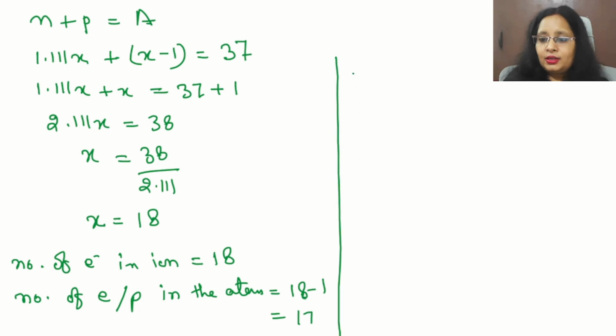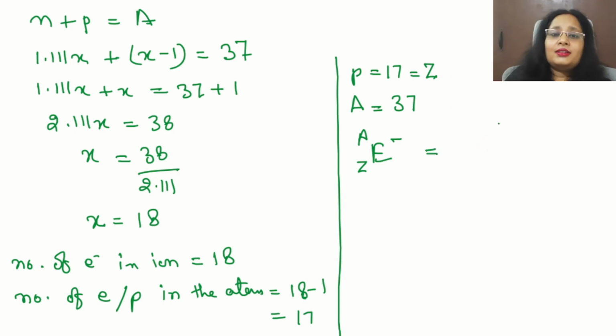Now we have protons equal to 17, which is denoted by Z, the atomic number, and mass number A is 37. So we will be able to write the symbol of this element with A and Z. So how could we write? Now Z is 17, it belongs to chlorine.